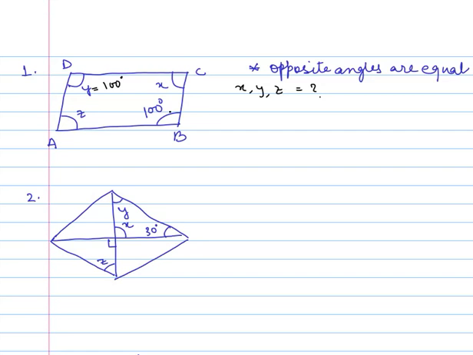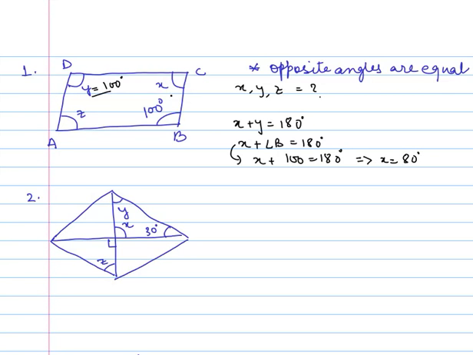We already know that the adjacent angles of a parallelogram add up to 180 degrees. So if y is 100 degrees, angle B is also 100 degrees. So we can say x plus y will be equal to 180 degrees, because they are adjacent angles. We can also say x plus angle B is equal to 180 degrees. With either of these two equations we can solve for x. So with this equation, x plus 100 is equal to 180 degrees. Therefore x is equal to 80 degrees.